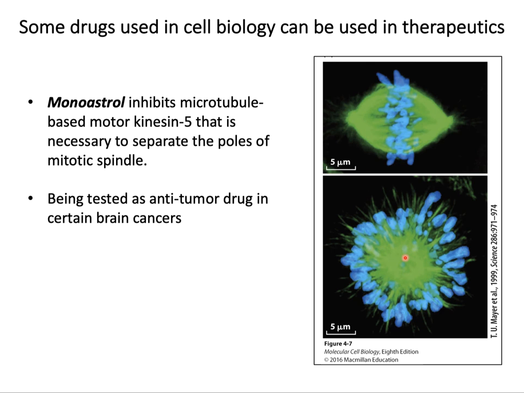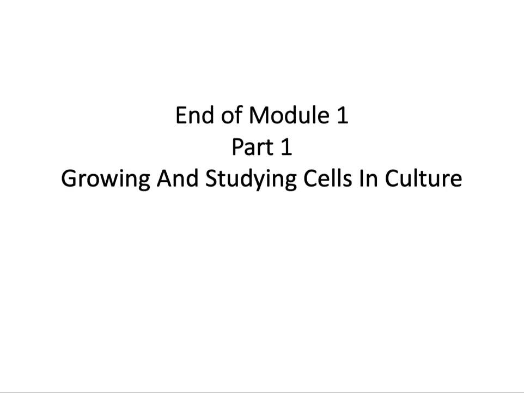You can see in the figure, the upper one has a perfectly developed mitotic spindle, the greens are the microtubules, and the blues are the chromosomes lined up on the microtubules. In the bottom figure, in the presence of monastrol, the mitotic spindle did not form, or the spindle poles could not separate and remained aggregated in one area. This concludes part 1 of module 1.